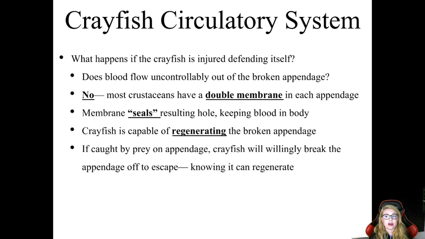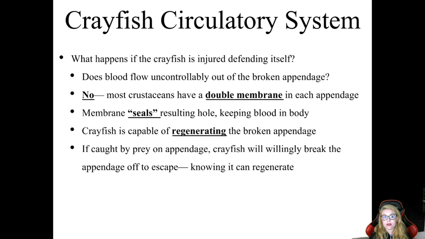And essentially this membrane is going to seal the resulting hole. Let's say one of the swimmerets breaks off, right? It's going to seal the resulting hole, keeping the blood in the body and preventing that mass of blood loss. The crayfish is then capable of regeneration and can regenerate the broken appendage.